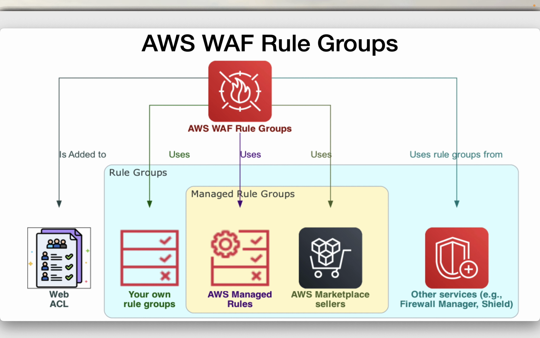Next we'll see what are AWS WAF rule groups. So a rule group is a reusable set of rules that you can add to a web ACL. So it's part of web ACL, and rule groups fall into the following main categories. So first is your own rule groups which you create and maintain. Next is managed rule groups that AWS managed rule teams create and maintain for you. Then you have managed rule groups that AWS Marketplace sellers create and maintain for you. And then fourth is rule groups that are owned and managed by other services like AWS Firewall Manager and AWS Shield Advanced.